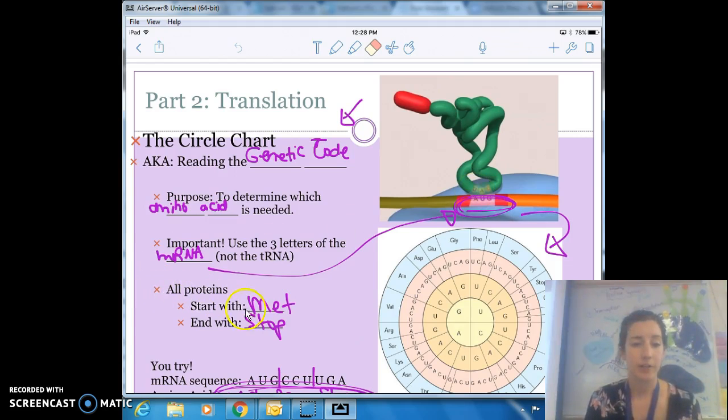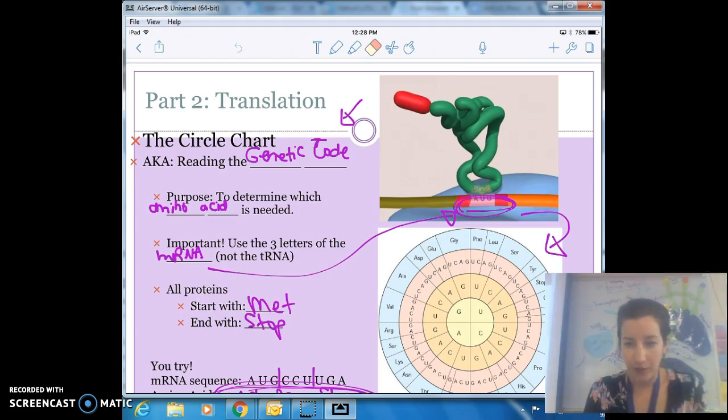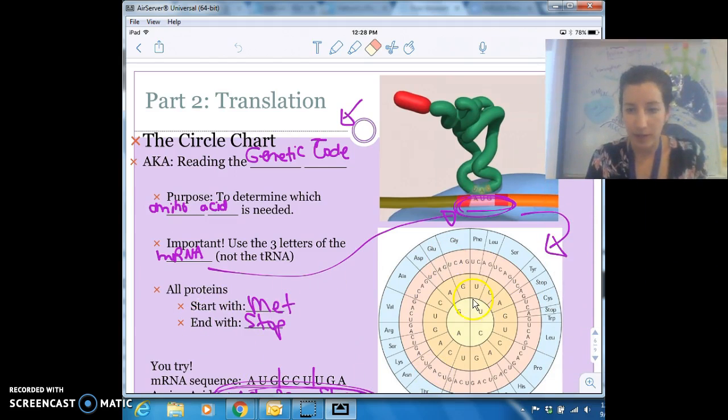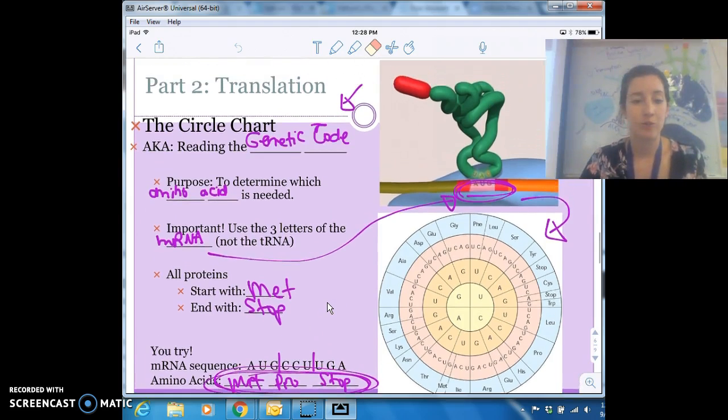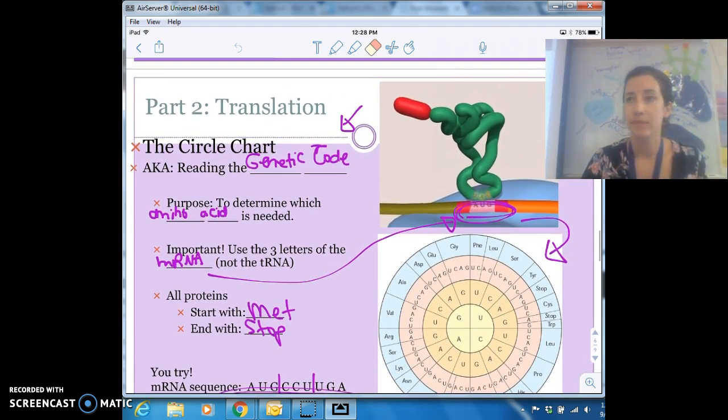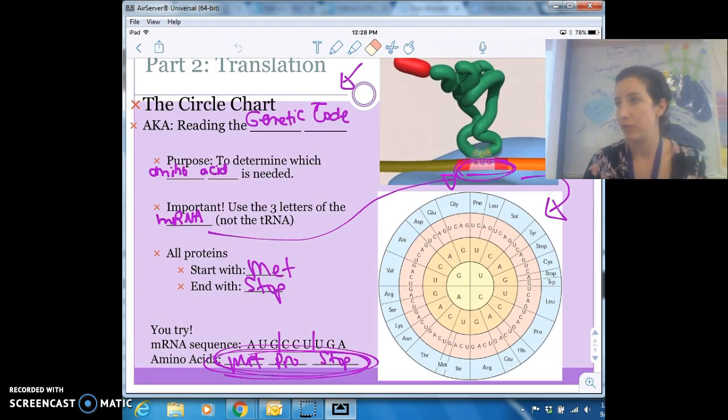All proteins are going to start with Met and end with Stop. I'm not sure if you've been noticing that from our worksheets. So you're going to start in the center. If it was AUG, you would go A, and then out to U, and then G. So we've got Met. See if you can do those 3 without looking, and see which amino acids you've got.